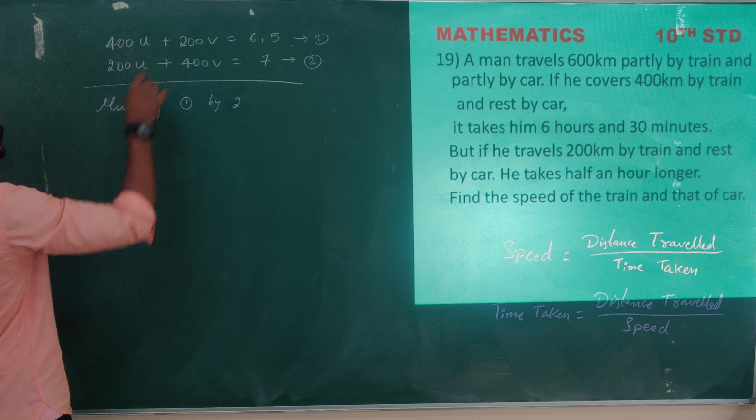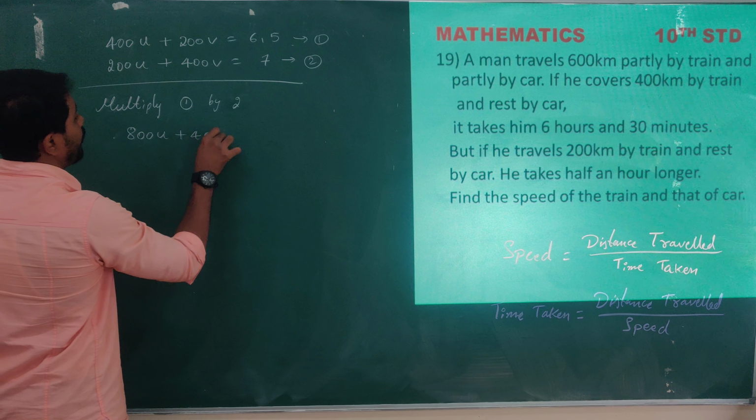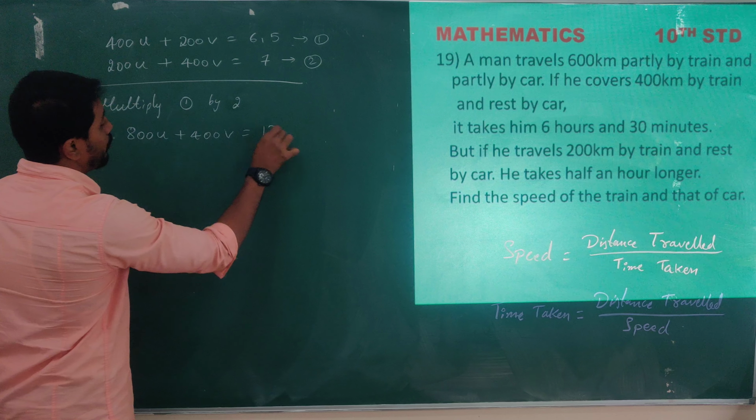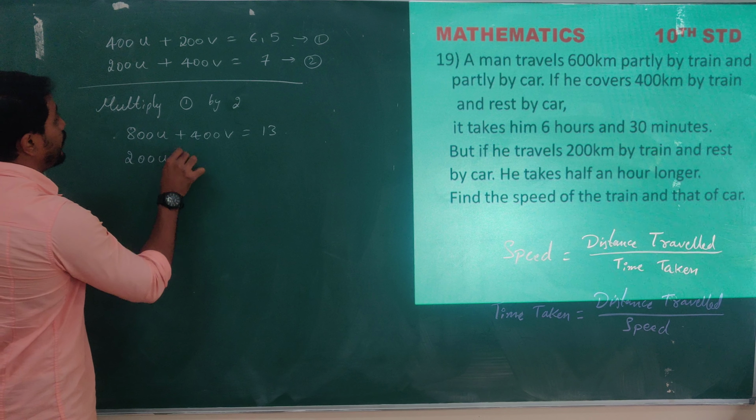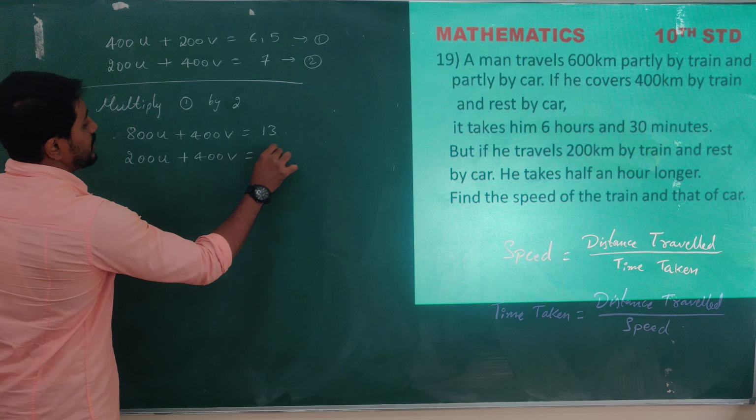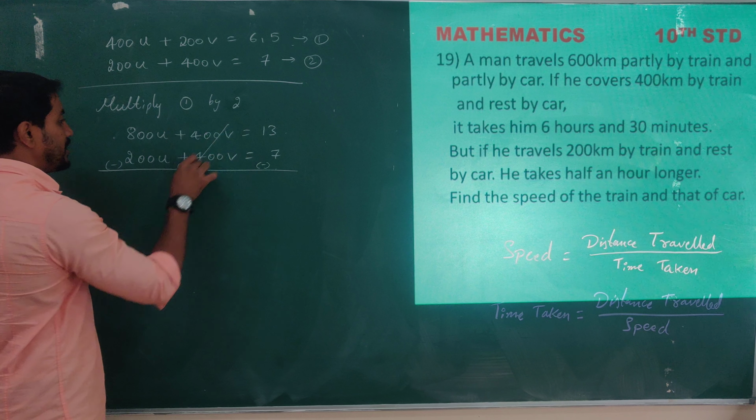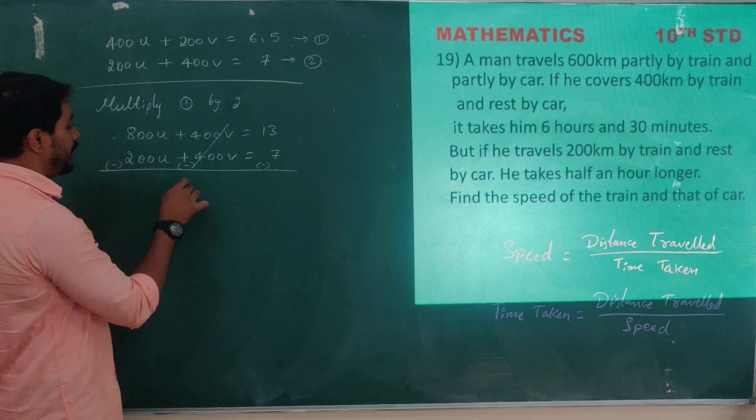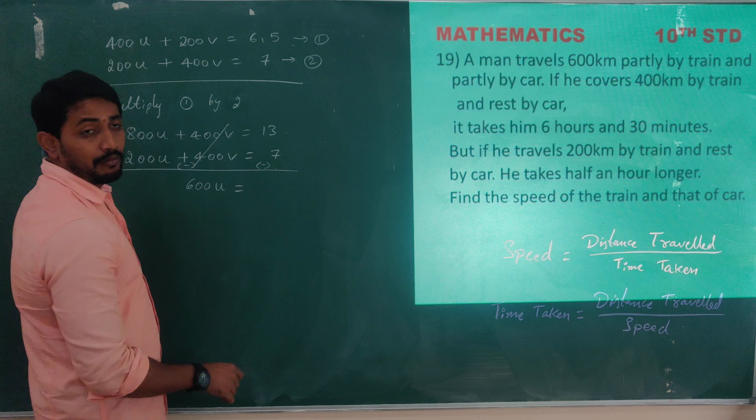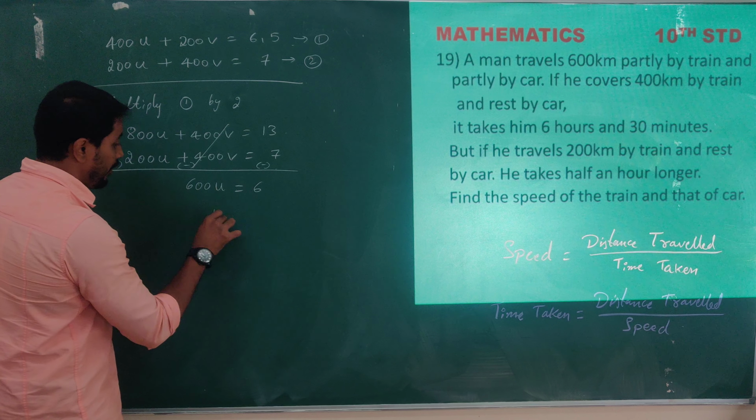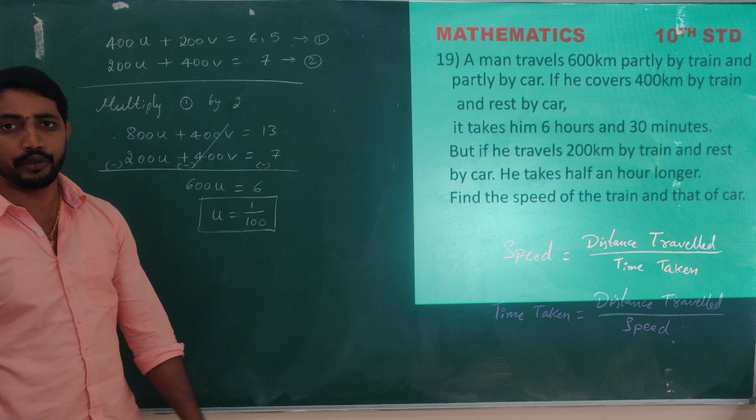If you multiply 2 to the first equation, then what happens? It becomes 800u plus 400v, which is equal to 6.5 into 2, that means 13. The second equation stays as it is, that is 200u plus 400v, which is equal to 7. Next, change the sign of each term. So if you change the sign of each term, 400v will get cancelled. 800 minus 200 is nothing but 600u, which is equal to 13 minus 7, nothing but 6, where the value of u is 1 divided by 100. This is the value of u.